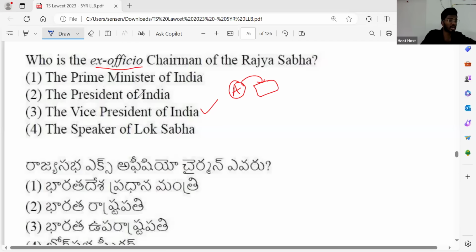Prime Minister is the ex officio chairman of Niti Aayog. Right? In economics, you might have studied about Niti Aayog. So it means that whoever becomes the Prime Minister will automatically become the chairman of Niti Aayog. So ex officio is by the virtue of office. Because you are holding an office, you are becoming the head of some other office. Okay? Very good, Deekshita. Well done.